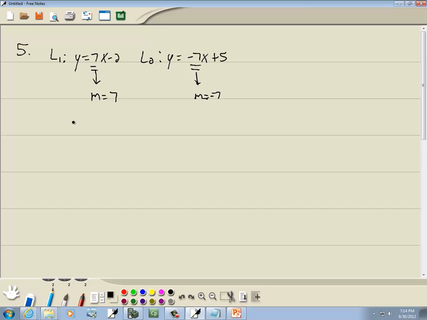Well, to be parallel, they have to be the same. These aren't the same, are they? Perpendicular. Well, perpendicular means I start with one of the slopes, doesn't matter which one. Let's say I start with a 7 here. I write it in fraction form, flip it, and change its sign, and then you see if that's equal to your other one. Well, it's not equal to our other one, so it's not perpendicular either. Well, if it's not parallel or perpendicular, then it would be neither.